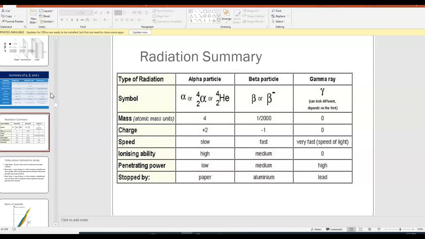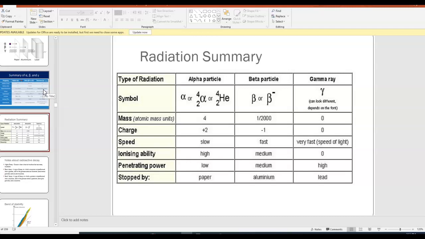Okay, so in this video we're going to be talking about how to write decay equations for different types of radioactive decay, and more generally how to do nuclear reaction equations. In the last video we talked about the three main types of radioactive decay.